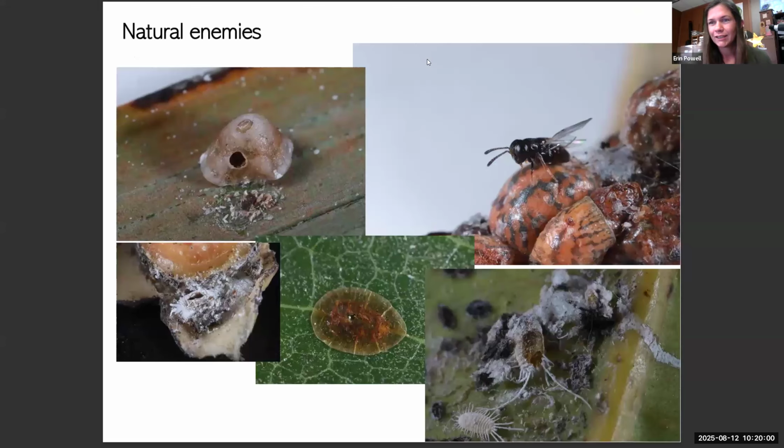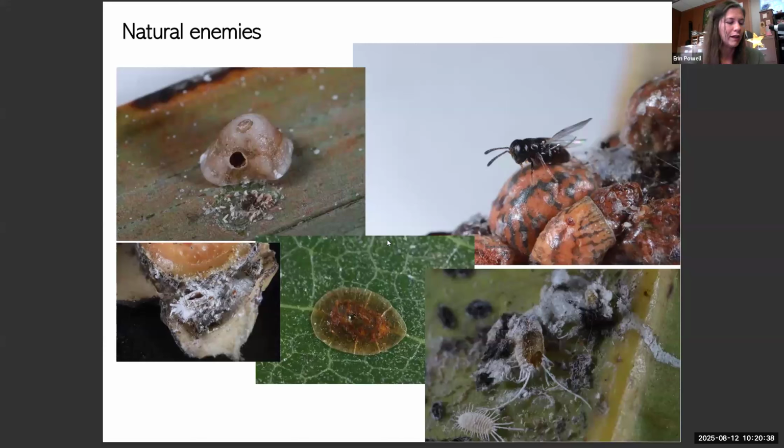So natural enemies, I think that Dr. Osborne is going to talk more about this, so I will glaze over it a little bit. But essentially, we have a lot of different predators or natural enemies, or biological controls, if you will, that attack scale insects. A lot of times we'll see exit holes in the scales where the wasp parasitoids have emerged. Those wasps are laying their eggs inside of a live scale, and then the larva is developing and pupating inside and then emerging as an adult. This is just some examples of what you might see if you have parasitoid activity.